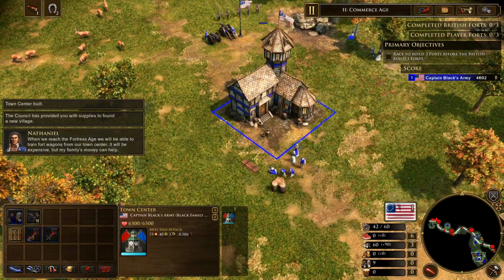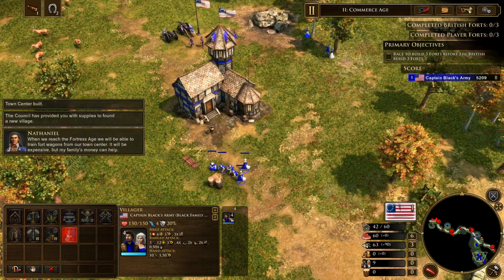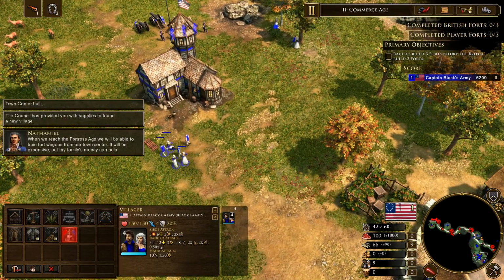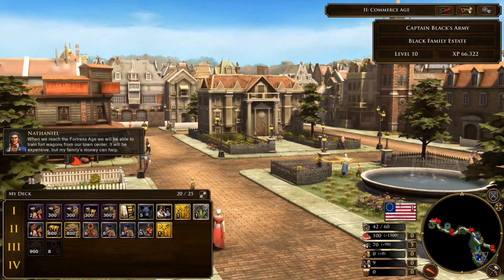When we reach the fortress age, we will be able to train fort wagons from our town center. It will be expensive, but my family's money can help.